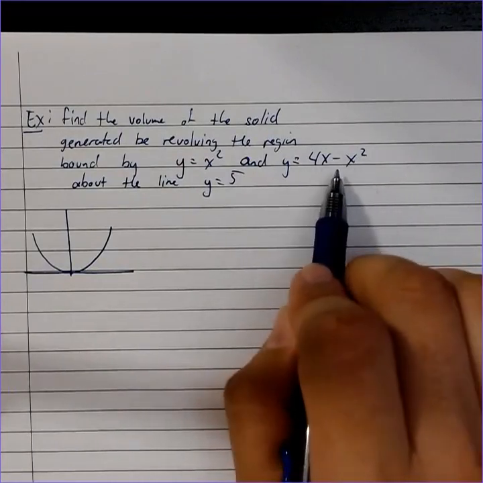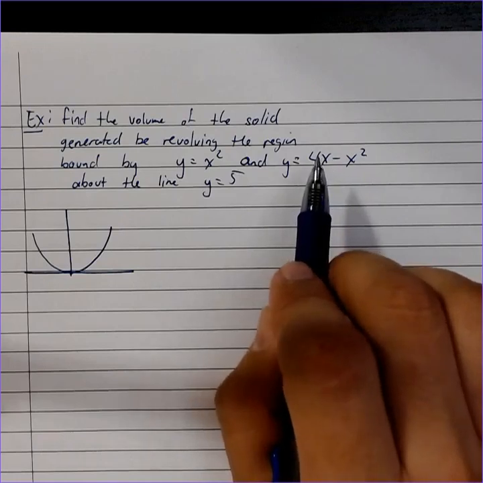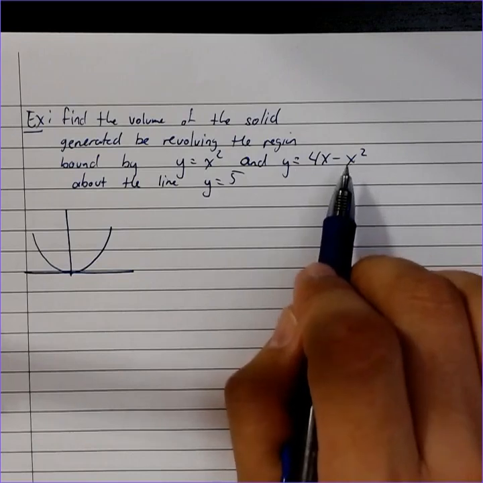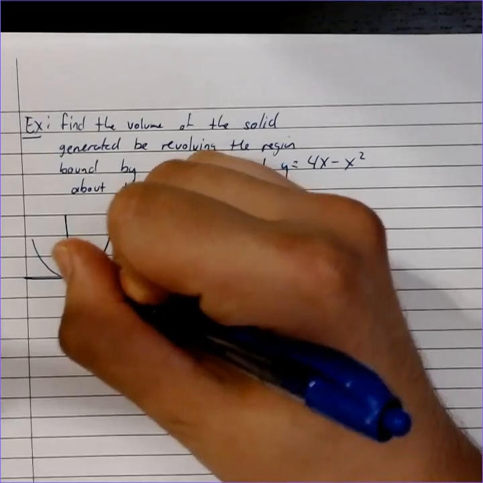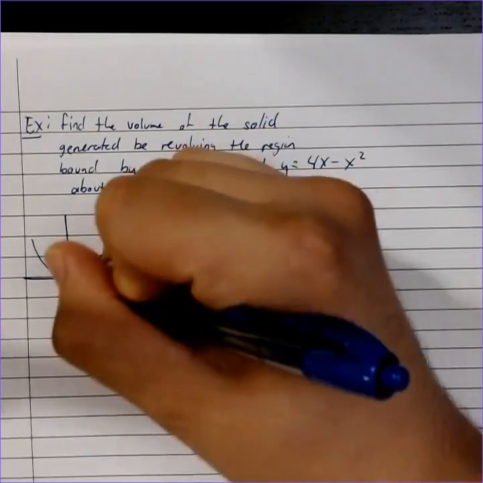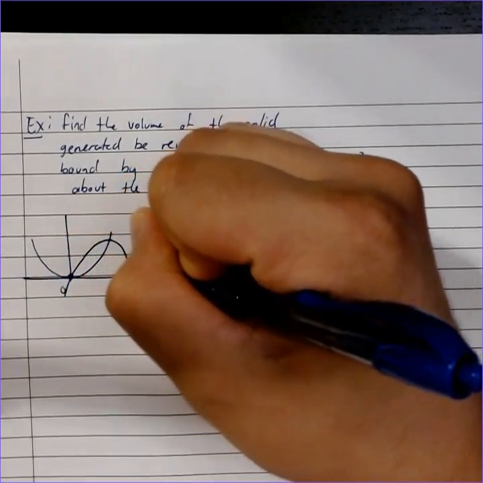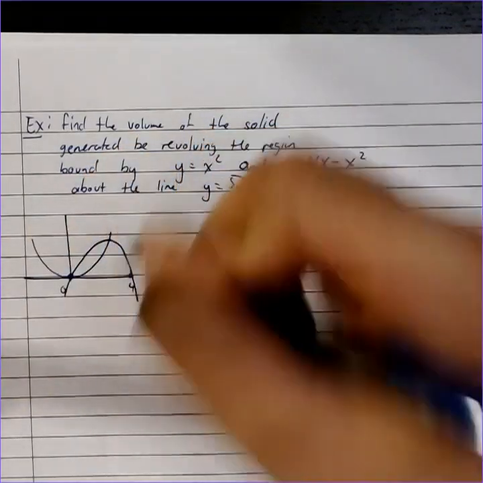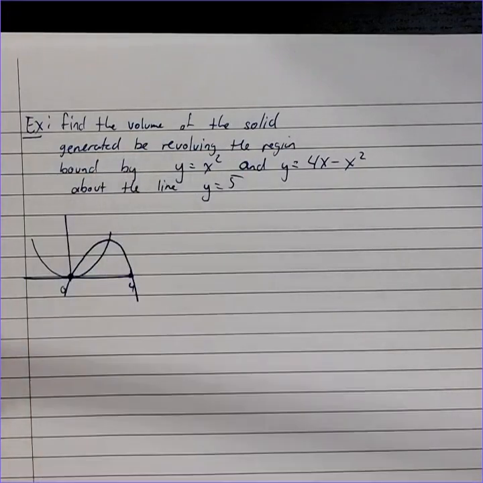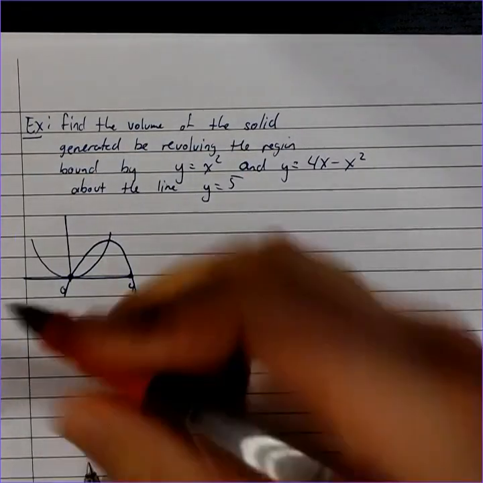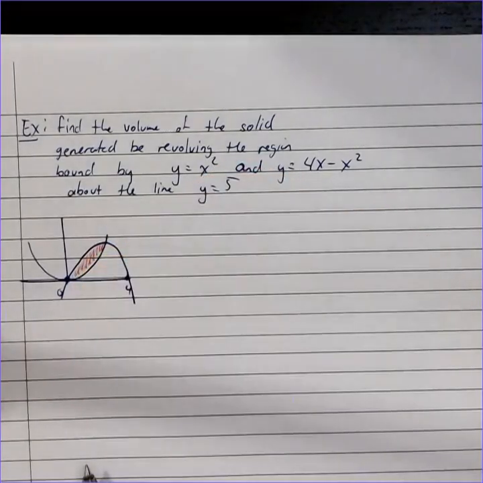The zeros of this function are 0 and 4. You could always factor that out as being x times 4 minus x. And the zeros are going to be 0 and 4. So that's going to be a parabola facing down. Here's 0 and here's 4. And my parabola goes up and comes back down over here. Okay. So now we want to find the volume of the solid generated by revolving the region bound by those two graphs. Well, here's the region bound by those two graphs. So that's what I'm about to start revolving.